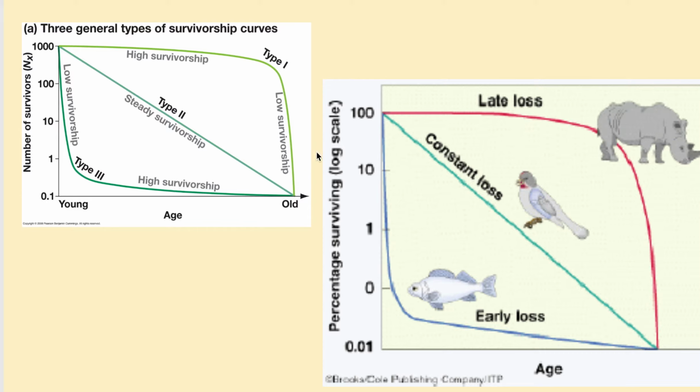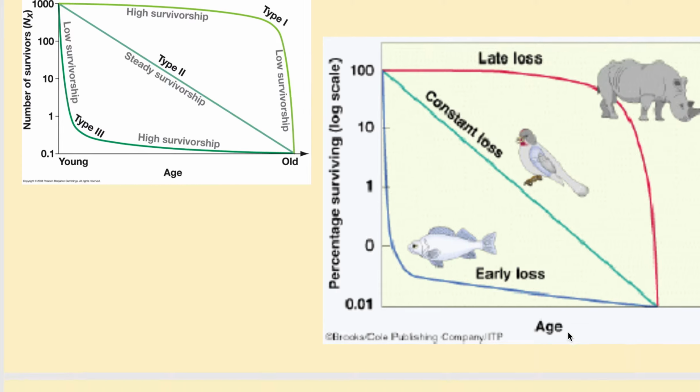In terms of the type 1 and 2, you can see here some examples. So type 1 would be the big mammals, and humans would be involved in that. Type 2, mainly your birds, you have that gradual increase of mortality with age. And type 3, like we said, we would have insects, fish, amphibians, and so make sure you know the 3 types.